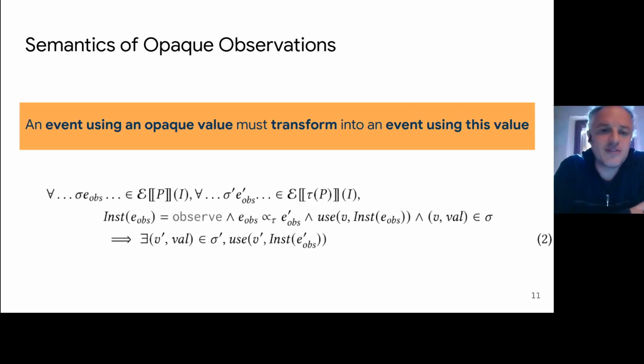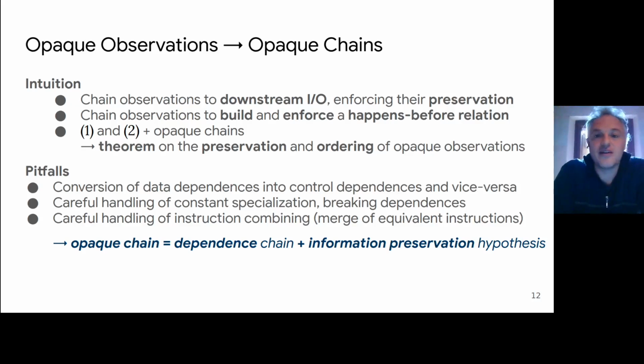And you have some form of symmetric property. This is an opaque value. It must also transform into an event that uses this value. So that means there is no way for a compiler to guess the value of an opaque observation. If it was able to guess, you can always speculate on it, but eventually you have to verify that this is the correct value. If the compiler was completely able to guess the opaque values, then it would defeat the opacity purpose.